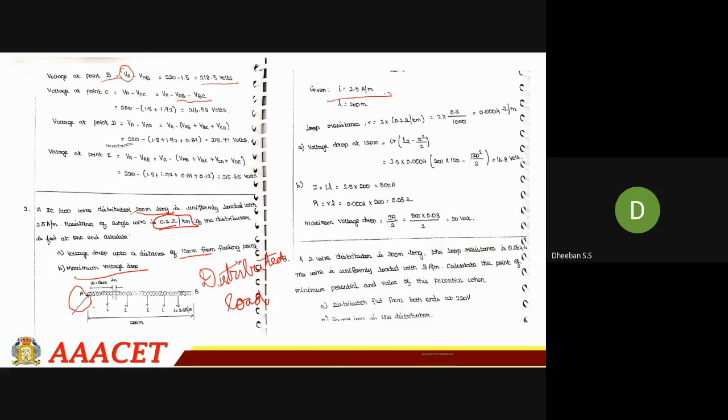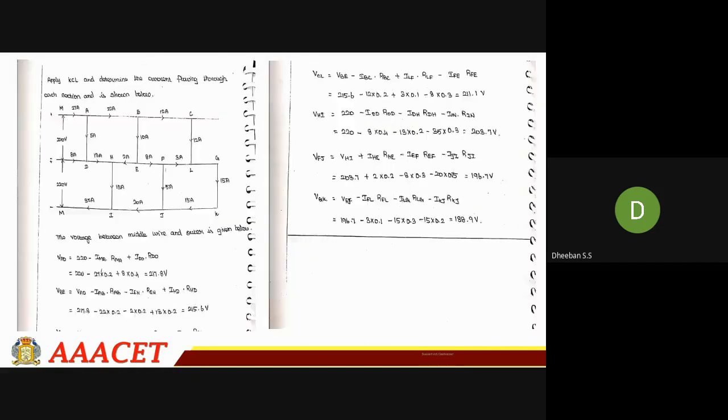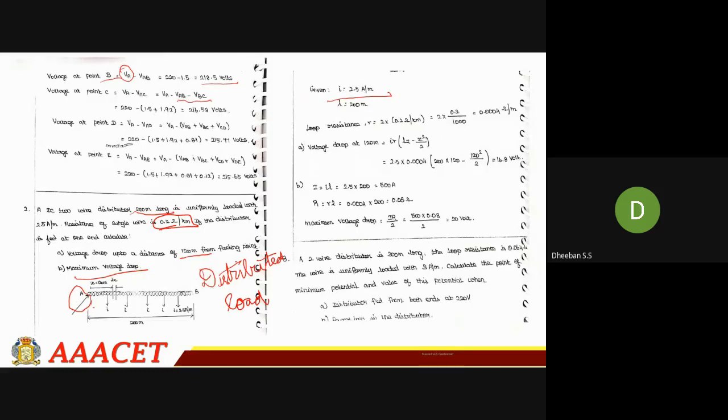From the given data, we can take the uniform current flowing through the entire distributed load, I, as 2.5 amp per meter. Next, the length L is given as 200 meter. The loop resistance R, how you can take it, is twice the normal resistance of the single wire. Here we are talking about two wires, so we'll be multiplying by two. Now we are converting this into meters.